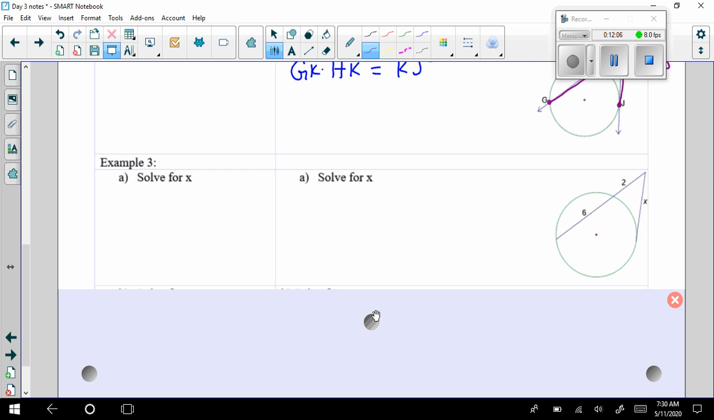So we can set that up like this. So again, we have this whole thing is 8, so we're going to use that. So 2 times 8, or 8 times 2, is equal to x squared, because it's x times x. So 16 is equal to x squared. To get rid of a square, you square root, and x is equal to 4.